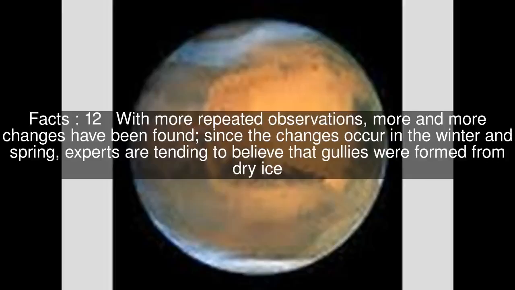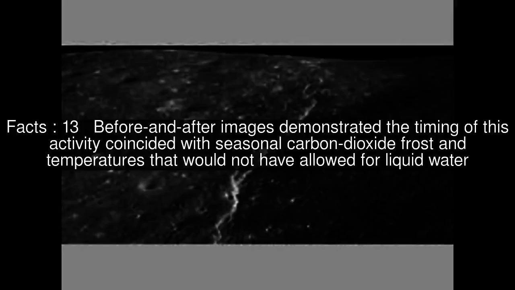Since the changes occur in the winter and spring, experts are tending to believe that gullies were formed from dry ice. Before and after images demonstrated the timing of this activity coincided with seasonal carbon dioxide frost and temperatures that would not have allowed for liquid water. When dry ice frost changes to a gas, it may lubricate dry material to flow, especially on steep slopes.